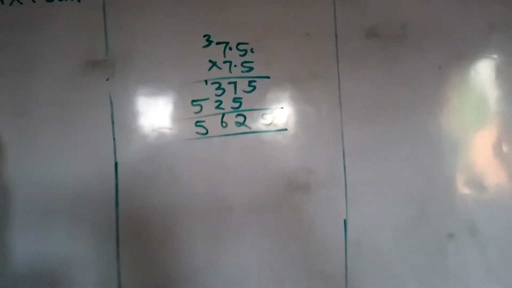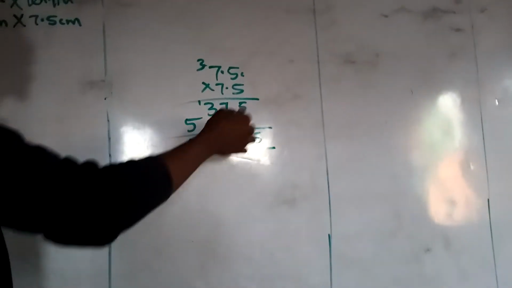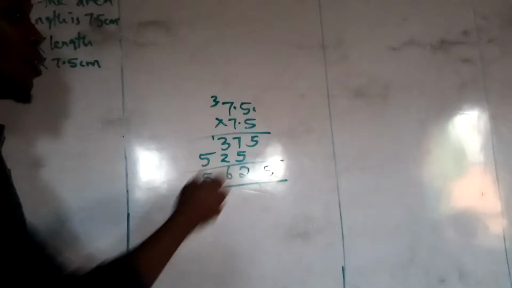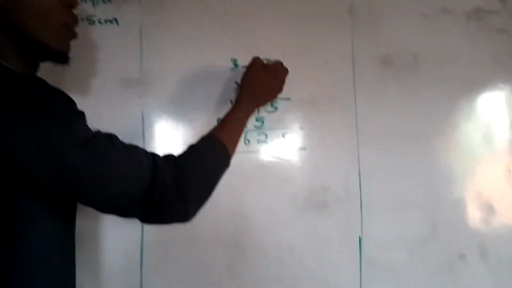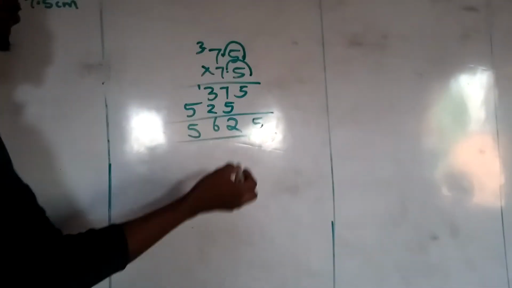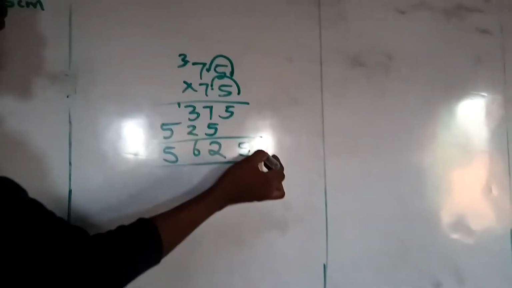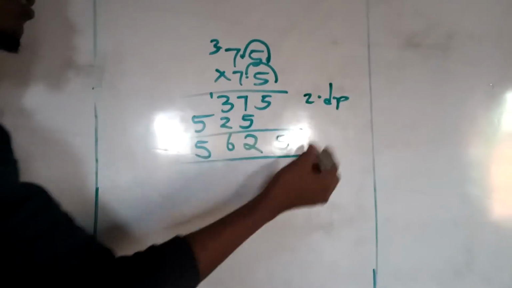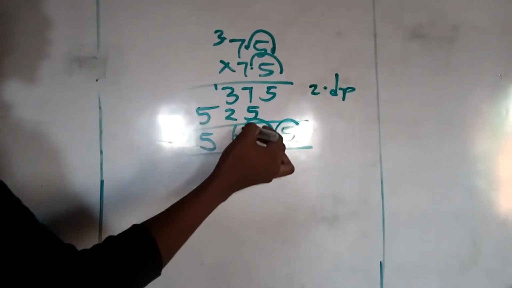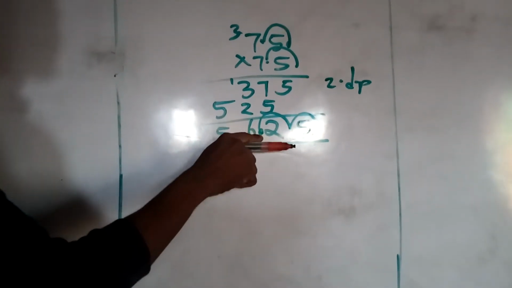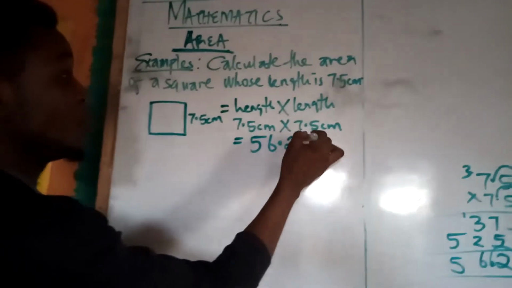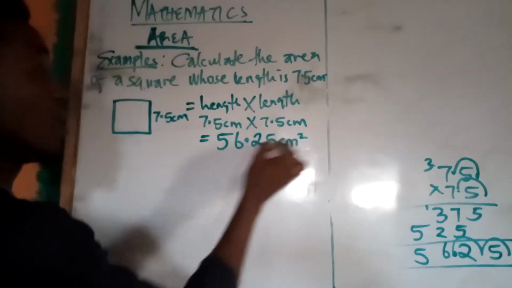Then after multiplying it, we count how many decimal places are in the numbers. So we count. This is 1 and this is 2. Then we go to our answer and we count twice because it's in 2 decimal places. So this is 1 and this is 2. So our decimal point will be at these points. So our answer will be 56.25 centimeters squared.